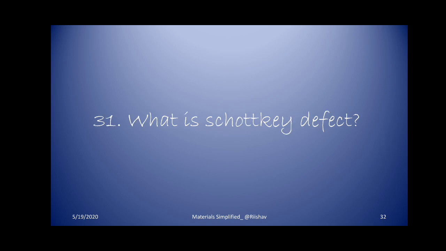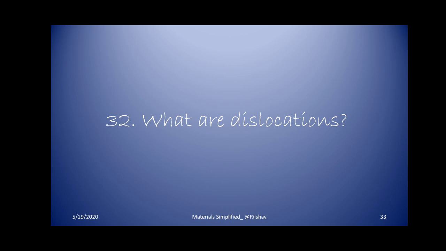Now, what is Schottky defect? Well, Schottky defect is when a pair of cations and anions go missing in pairs. Meaning one cation goes missing and one anion goes missing from my lattice points. That is known as Schottky defect. It is also a point defect. What are dislocations? Well, dislocations are one-dimensional linear defects.